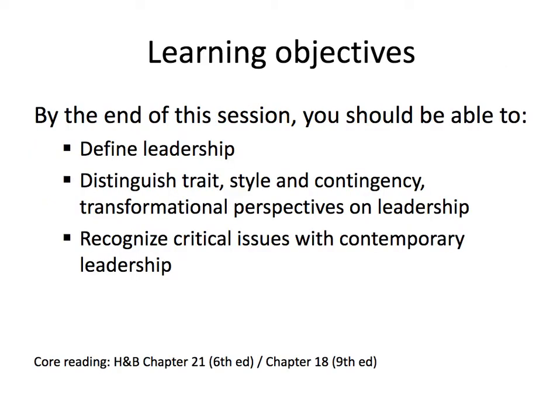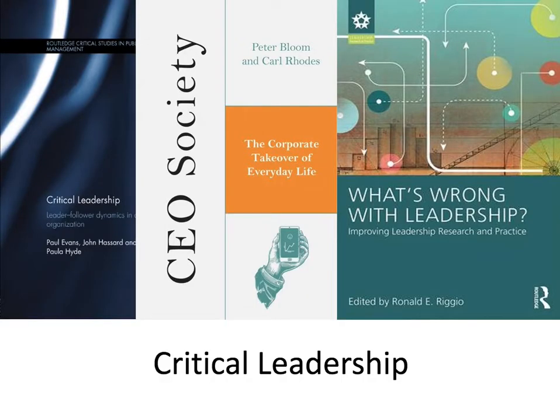Okay, so we've talked about trait theories, we've talked about style and contingency theories, and now we've just briefly talked about some transformational perspectives on leadership. Let's quickly, as a bit of a wrap up, think about some of the critical issues with leadership. So far we've talked about different ways of doing leadership and what makes good leaders.